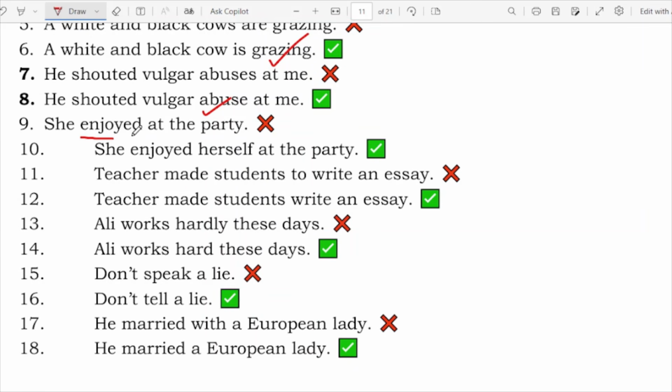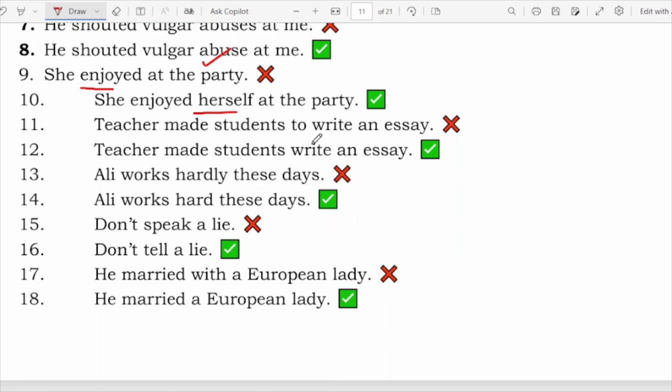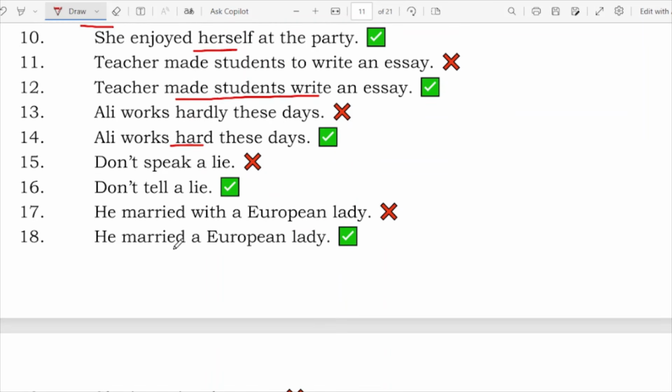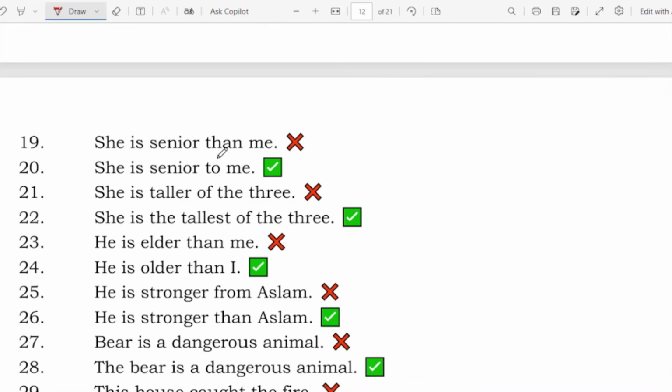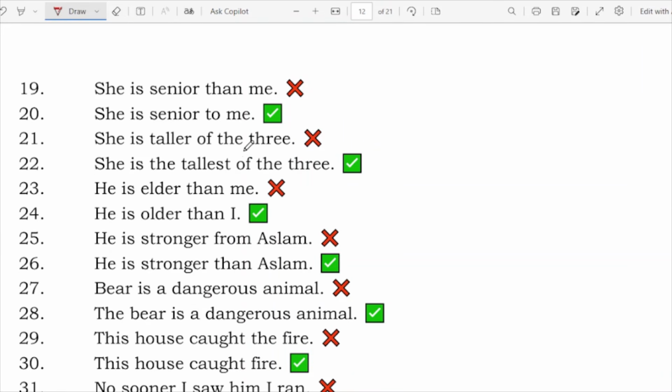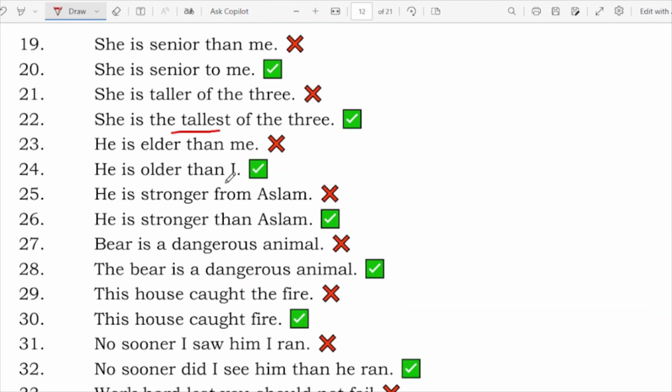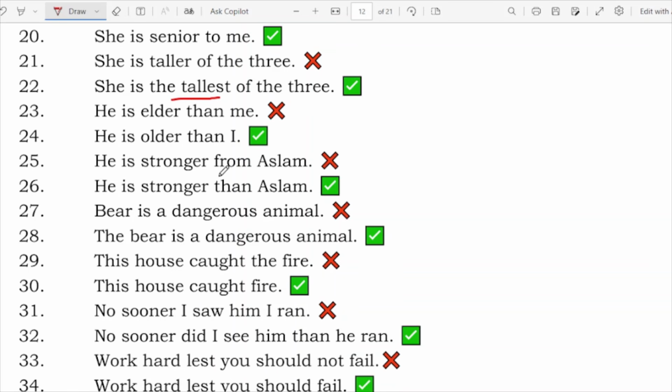He enjoyed at the party. Here we have enjoyed as a reflexive transitive verb, so we'll use a reflexive pronoun after this transitive verb, that is herself. Teacher made student to write. This is when you use passive. Students were made to write, but this is active, so made student write only. Ali works hard these days. Don't speak a lie, don't tell a lie. He married with the European lady. He married a European lady. No preposition, but when it is used in passive form, it has a preposition, like, the lady was married to the gentleman. He's senior than is wrong. He's senior to me. She's taller of the three. She's the tallest. Superlative degree must be over here. This is the third degree. He's elder than me. He's older than I, the first person.